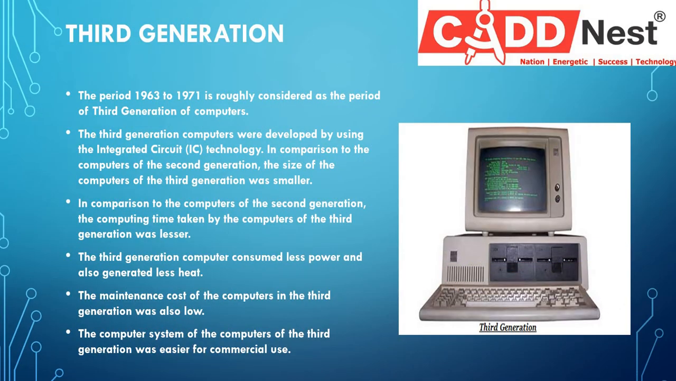And the next is third generation of computer. So the period 1963 to 1971 is roughly considered as the period of third generation of computers. The third generation computers were developed by using integrated circuits technology. In comparison to the computers of the second generation, the size of the computers of the third generation was small.